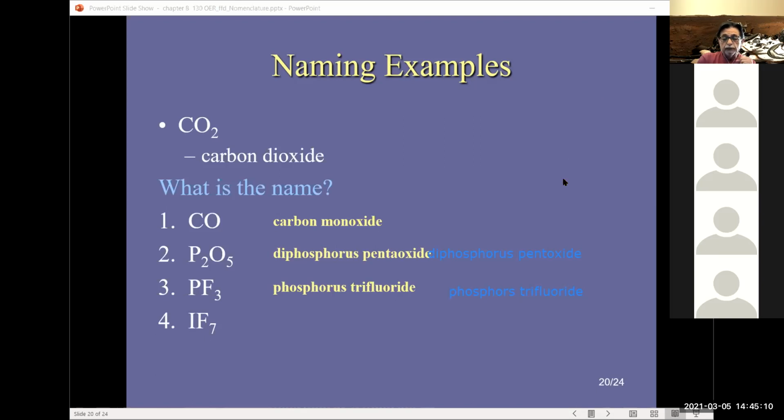Okay, here we have iodine. Iodine is the first nonmetal put down, so it's the central element. And then attached to that are more fluoride, like the previous example.